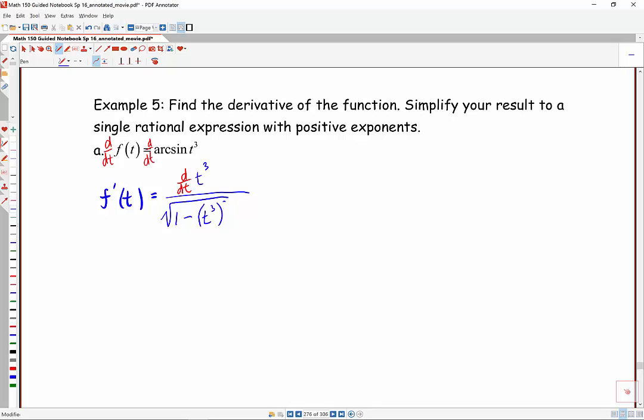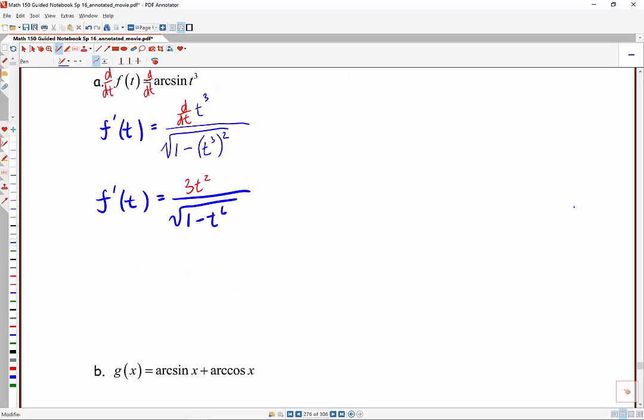So now our next step is going to be f prime at t is equal to a 3t squared in the numerator from that derivative over the square root of 1 minus t to the 6. Just rewriting it all in one color, we'll have our 3t squared all over the square root of 1 minus t to the 6. How's it going so far?